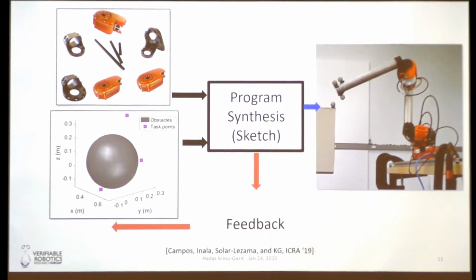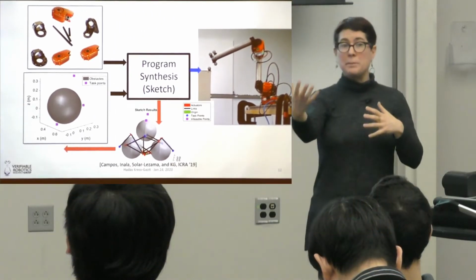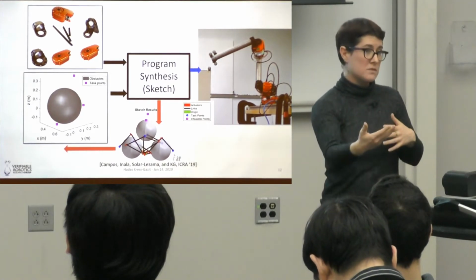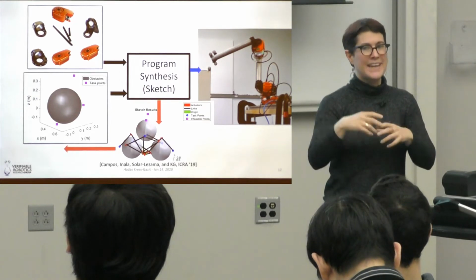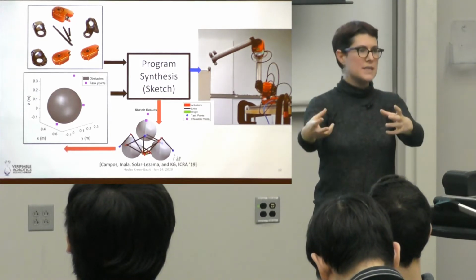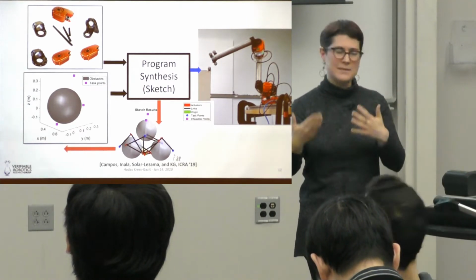So we created a structure and the control that will guarantee that the points are reached while the manipulator avoids obstacles. But if we can't, what we can do with the encoding that we have there is provide feedback in the following form. I can either say, I can find you a manipulator, but it can only reach some of the points, and here are the points I can reach. Or I can say, you know what, I can't do this with one design, but here are two designs that together will solve your problem. So that's one form of feedback.